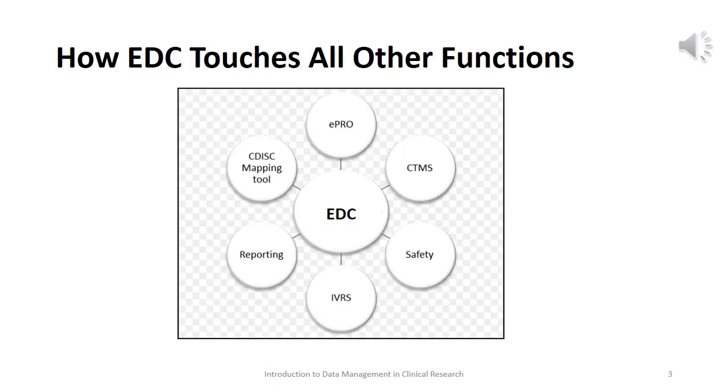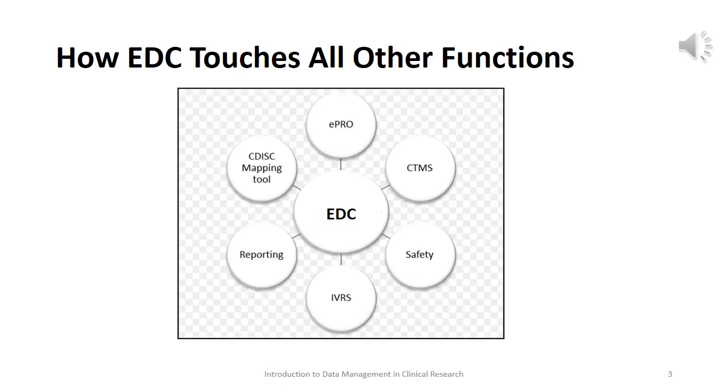Then we also have a safety database that's going to contain serious adverse event data, and our safety folks are going to deploy that. So our EDC system is going to touch that one. Then also IVRS, which is our interactive voice response system, or you might see that as an interactive web response system. This is the system that we get randomization codes from. As we're screening patients and we're ready to enroll them, we go through a randomization process, and that process assigns the patient to a specific treatment arm.